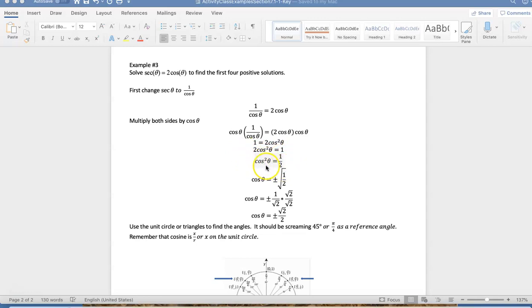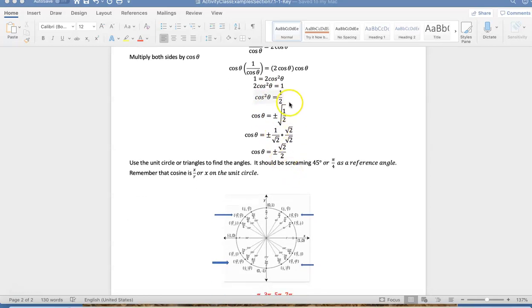I take the square root, and then when I've got the square, I have 2 roots, the plus and the minus. Well, the square root of 1 is 1. The square root of 2 is the square root of 2. If you rationalize it, you can multiply by the square root of 2 over the square root of 2, and you get the square root of 2 over 2. It's plus or minus. Okay, this should be screaming at you, 45 degrees, pi over 4, but plus or minus means that it's going to be in all 4 quadrants.